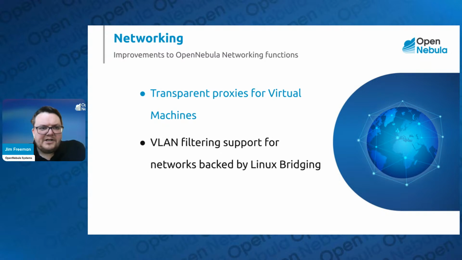So on the networking side of the features that's coming in 7.0, we're bringing in transparent proxies for virtual machines. So you can now proxy the access to any external service, things like OneGate, for example, without the need to create complex network topologies as part of it. We'll also be adding VLAN filtering support for those of you who use Linux bridge-based virtual networks in OpenNebula as well.